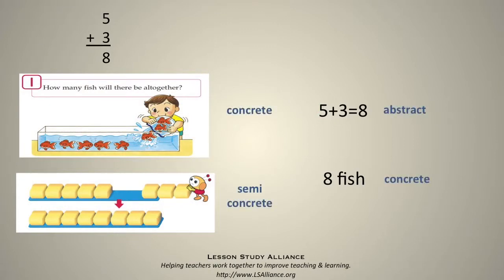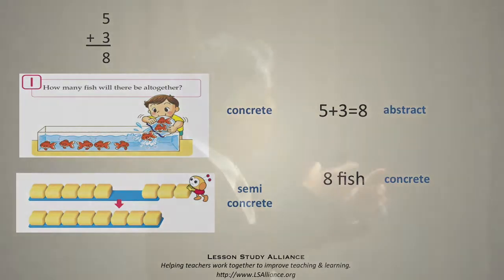Concrete, semi-concrete, abstract, and then bring it back to concrete. So this is kind of a modeling process. Start from concrete, and then model with manipulatives, and then model with a mathematical expression, and then do the operation, and then once you got 8, bring it back to the original situation. Bring it back to concrete.